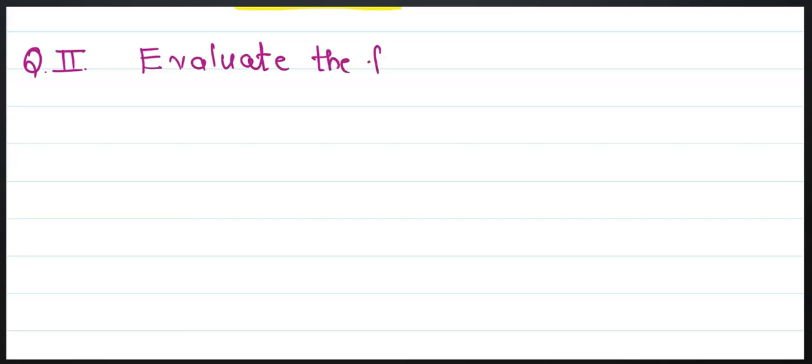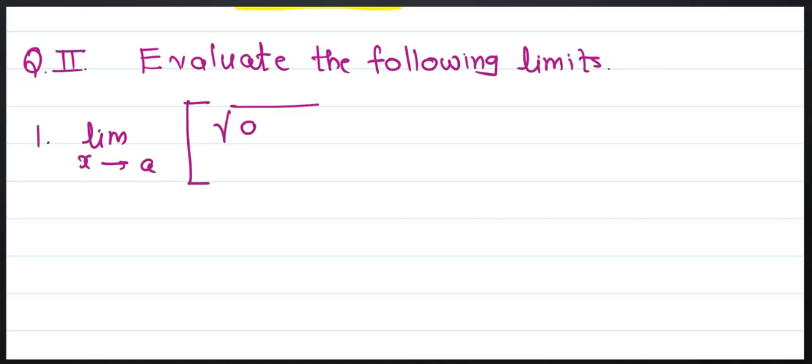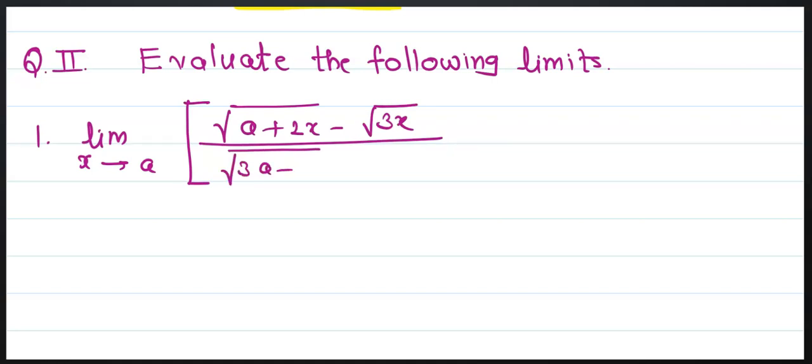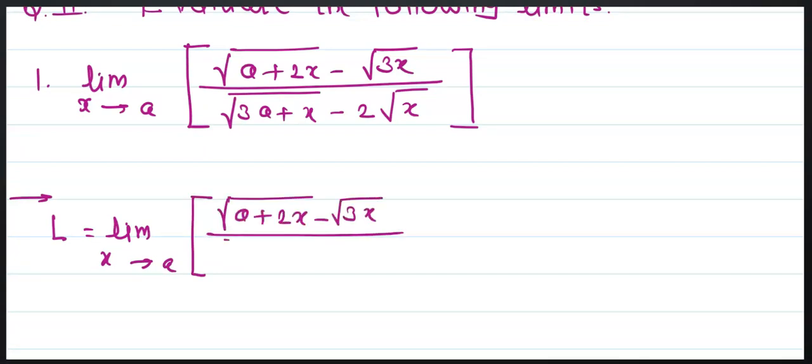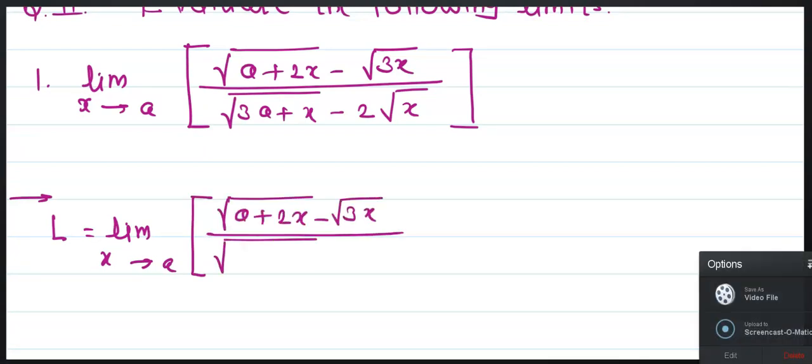Question number 2. Evaluate the following limits. Limit x tends to a of root of a plus 2x minus root of 3x, over root of 3a plus x minus 2 root x. That is the limit. We write the example here.